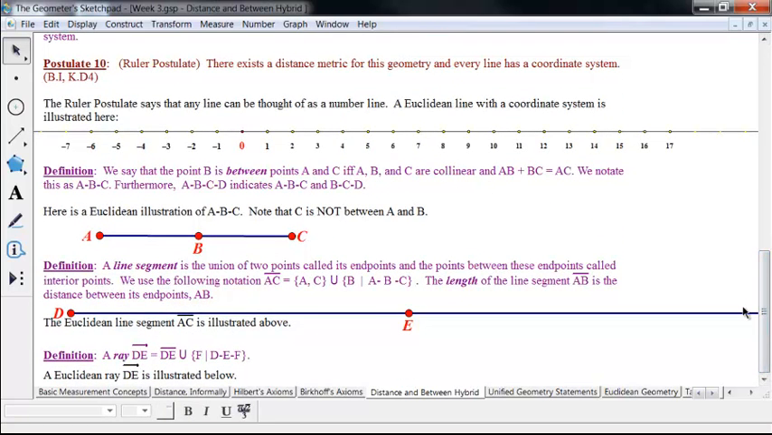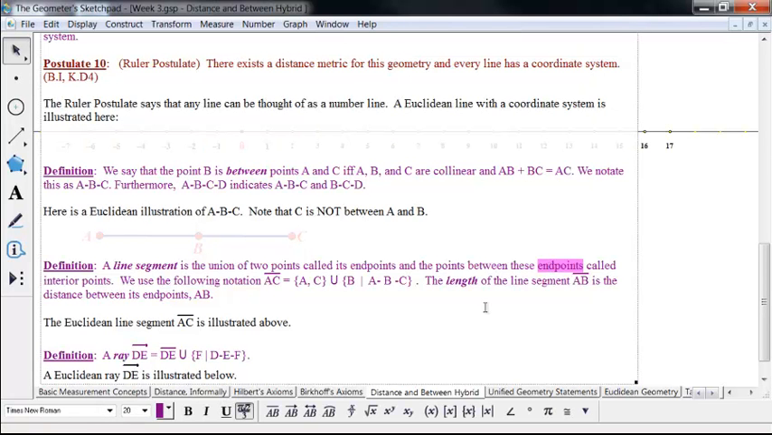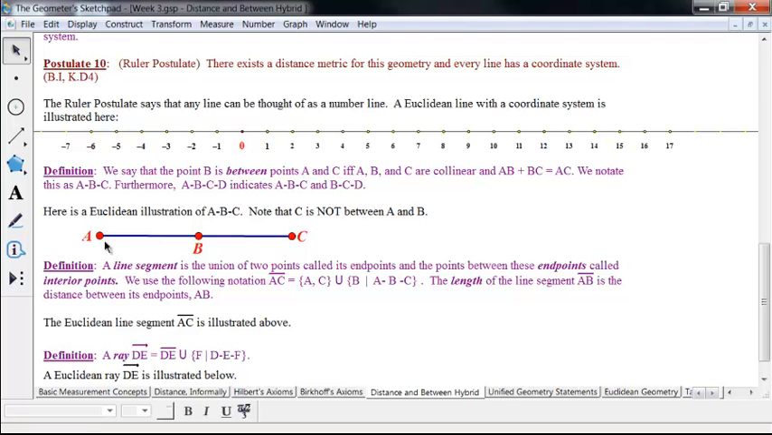A line segment is a union of two points, called its endpoints, and the points between these points, called the interior points. So that defines endpoint and interior point for a line segment. We use the notation AC with the bar on it to be equal to A, C, union the points B that are between A and C. And the length of the line segment is the distance between its endpoints, which we call AC. And so you see a Euclidean line segment illustrated up there.